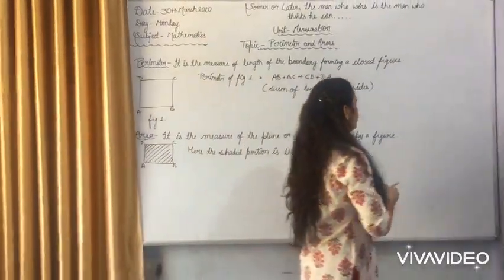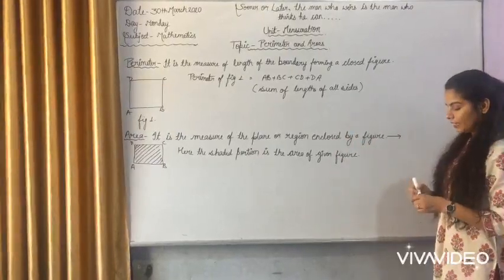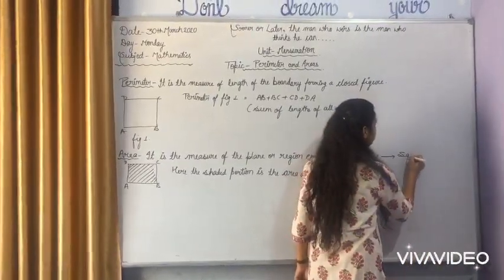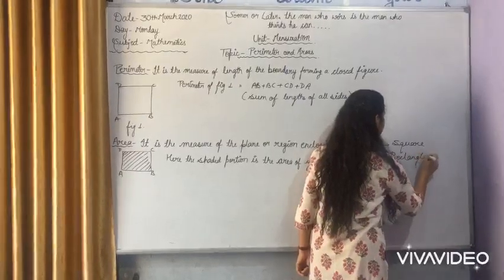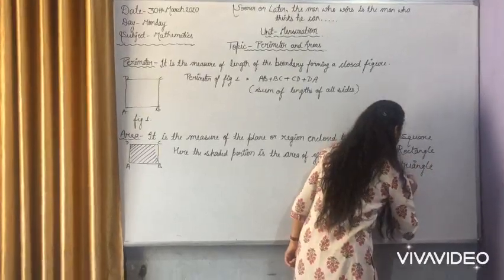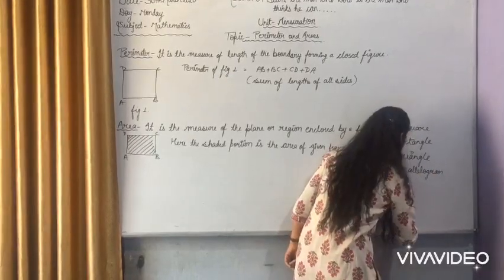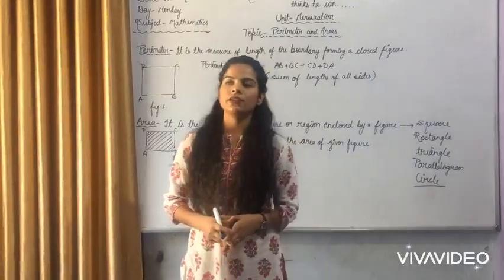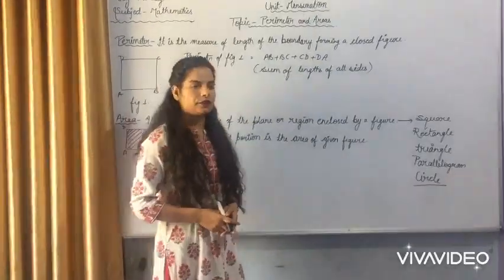Now, in this chapter, we will not be studying perimeter much. You have already read about it in your previous class. We will be laying more emphasis on area. Area of square, rectangle, triangle, parallelogram, and circle. So there isn't much in this unit. We will only be discussing the areas and perimeters of these 5 figures.